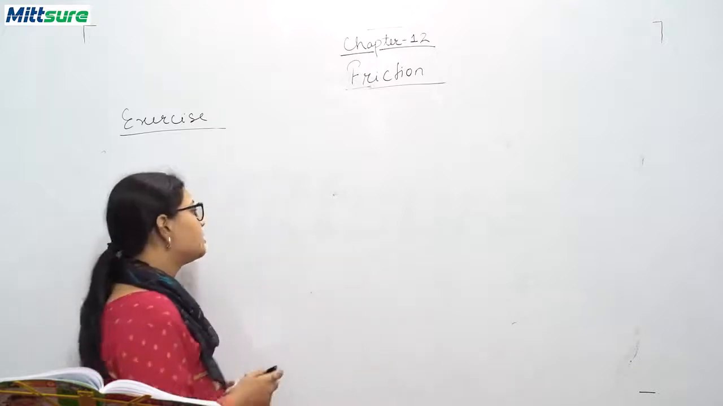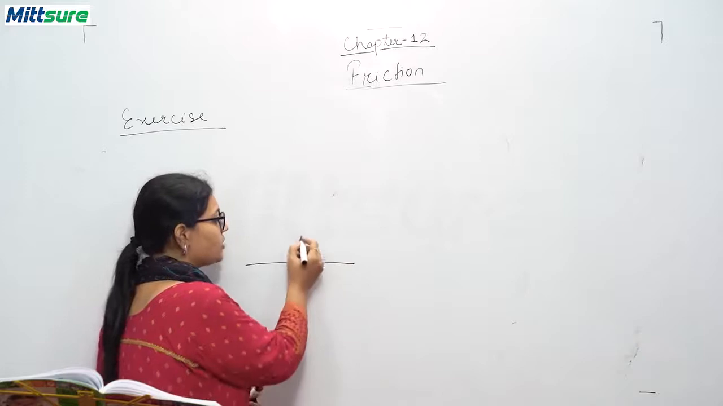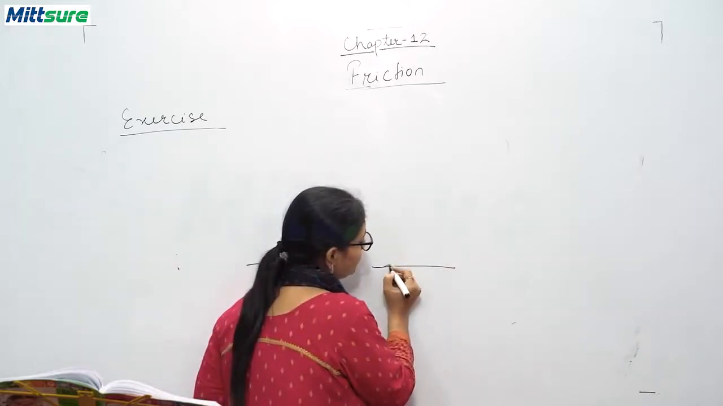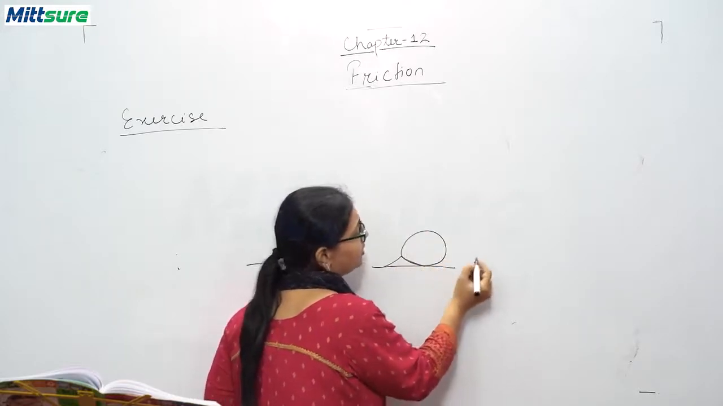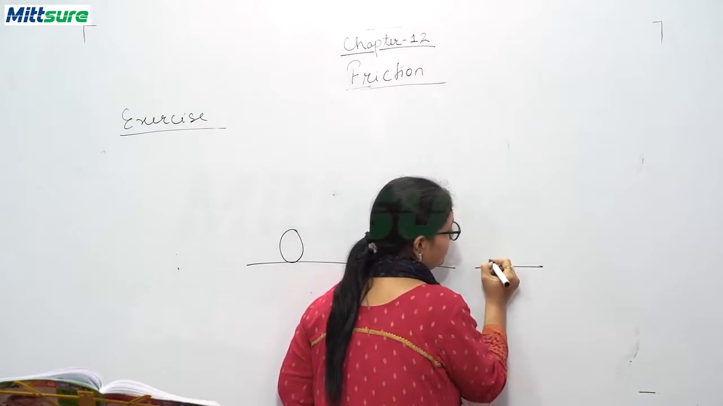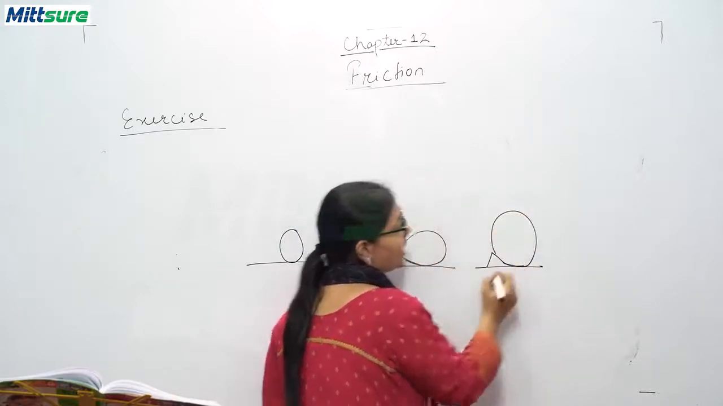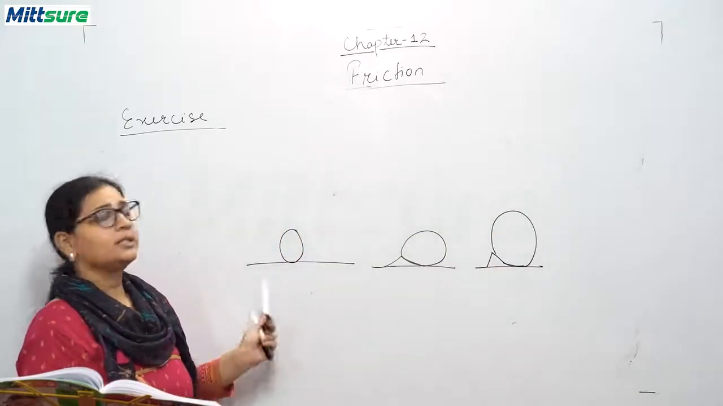I have told you about this plane surface. If a roller is placed on this plane surface, what happens? The surface forms an inclined plane, and this ball or this roller also gets deformed, so that rolling is done very easily. So you will be discussing about this.